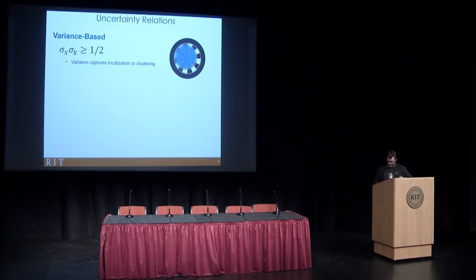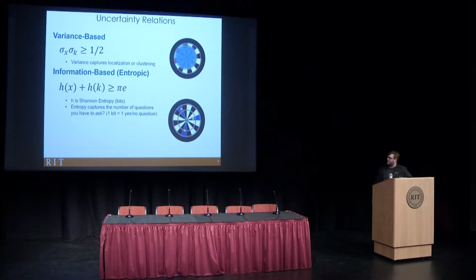So what we've been doing for quite a long time is instead using entropic or information-based measures of uncertainty. You can cast your uncertainty principle in terms of the Shannon entropy, which is nice because that's your bits, right? And that captures the number of questions you have to ask to learn something about your system, to specify it, which is a much more direct measure of uncertainty. More questions, you are less certain.